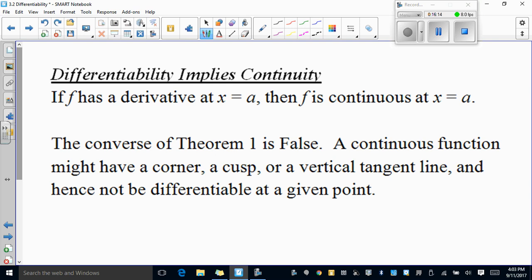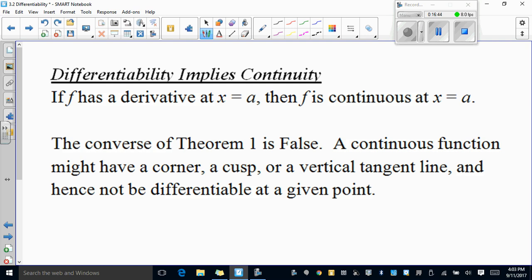Differentiability implies continuity. If f has a derivative at x equals a, then f is continuous at x equals a. The converse of this theorem is false. A continuous function might have a corner, cusp, or vertical tangent line, and hence not differentiable at a given point. So if you have the derivative, it implies continuity, but continuity does not imply differentiability.